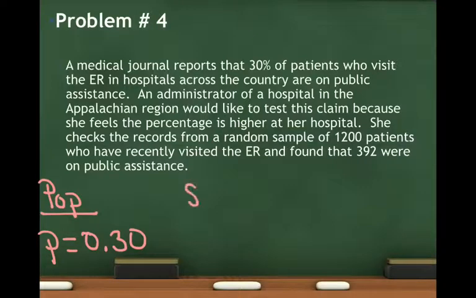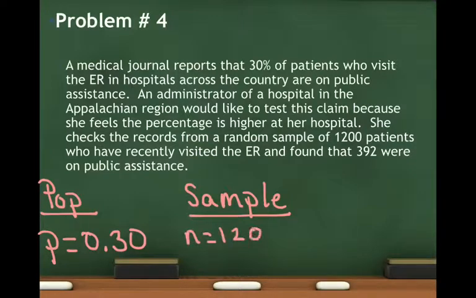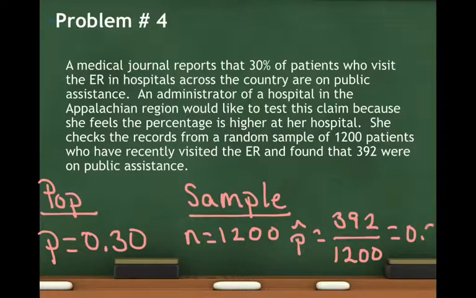Now let's look at our sample. What was the sample size of the patients taken from the hospital? 1,200. Next, you need to find your sample proportion, p-hat. From that 1,200, how many were on public assistance? 392. And so p-hat is going to be 392 divided by 1,200. You want to find your p-hat there, and you should get 0.33.